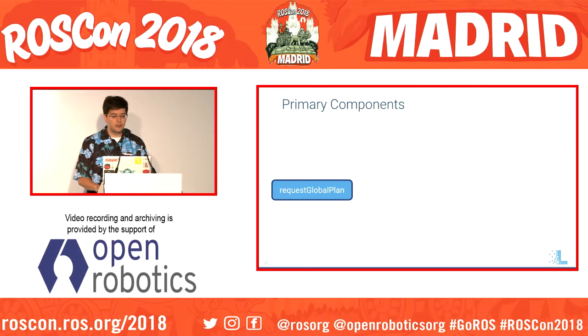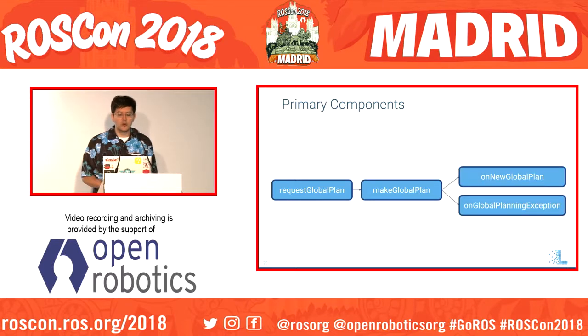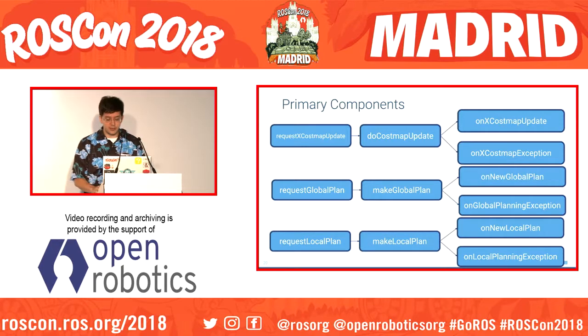So just as an example, you start off with a request global plan that will put a new event onto the callback queue, which runs make global plan, and that event will trigger one of 2 other events, either on new global plan or on global planning exception. And you can extend these to define exactly what happens in each of those cases. And there's similar events for the local planner as well as updating the cost maps.